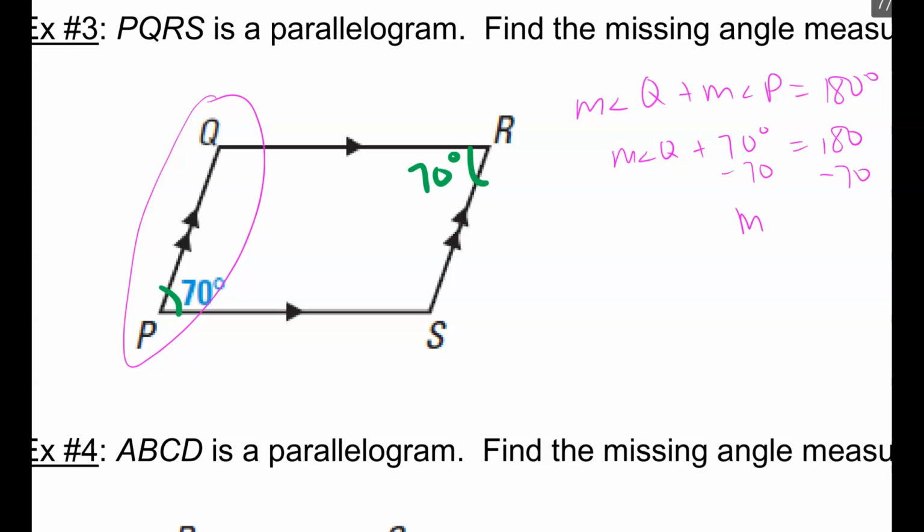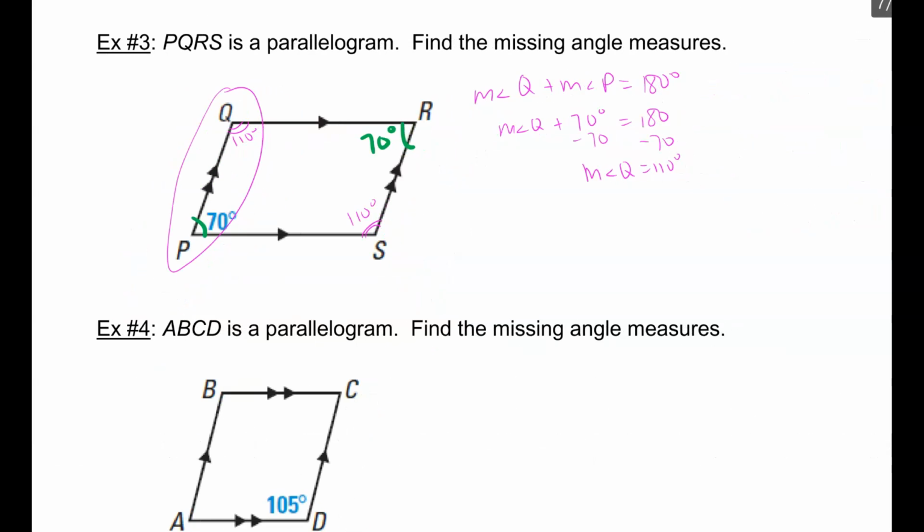Guess what? Measure of angle Q is 110 degrees. We can put that in. And then, check it out. Q and S are opposite from each other. Opposite angles will be congruent. So this is 110 degrees as well.